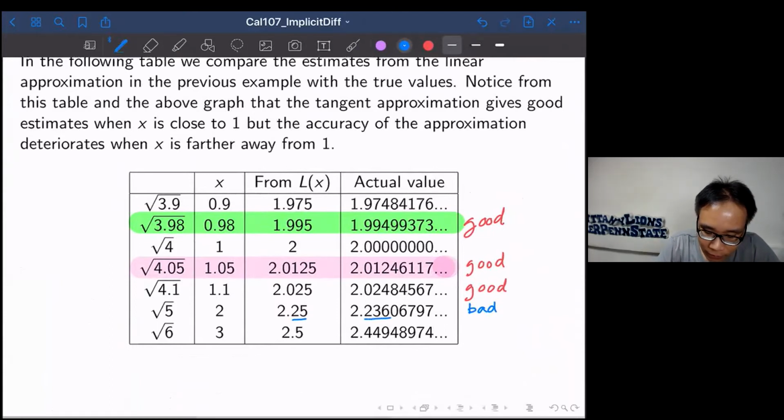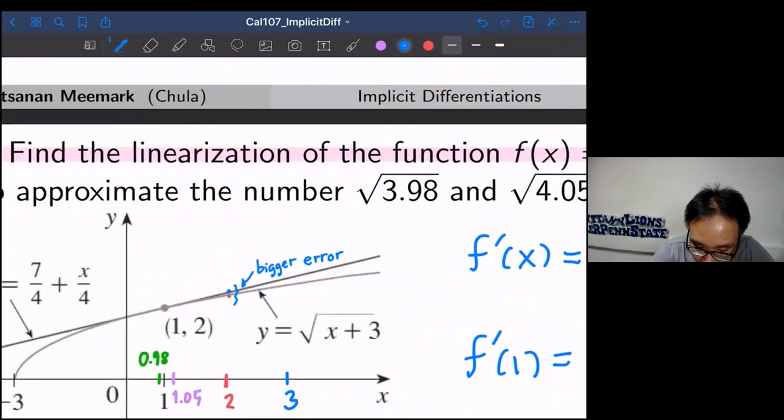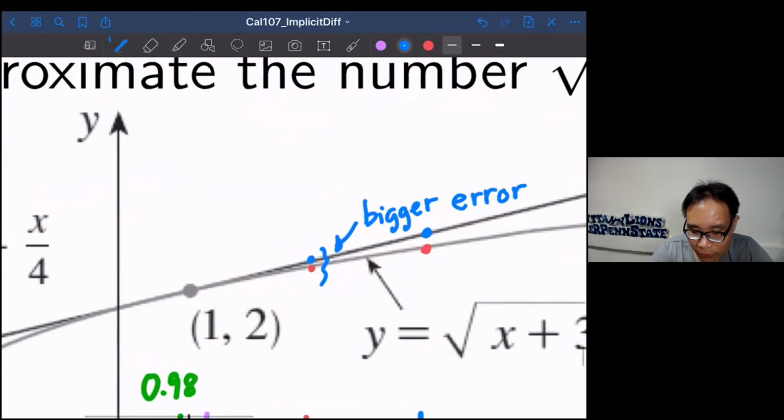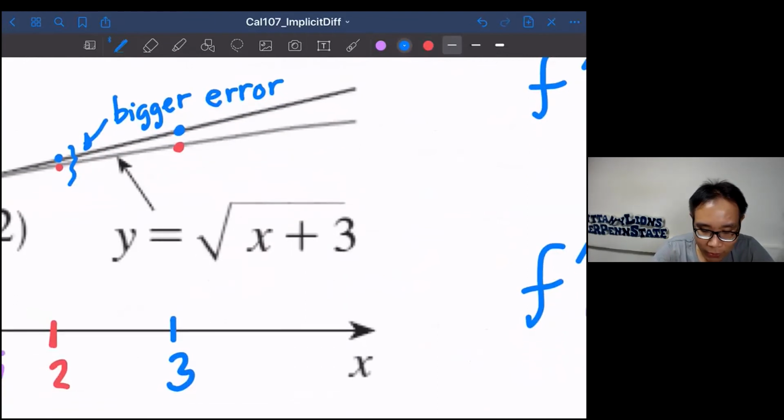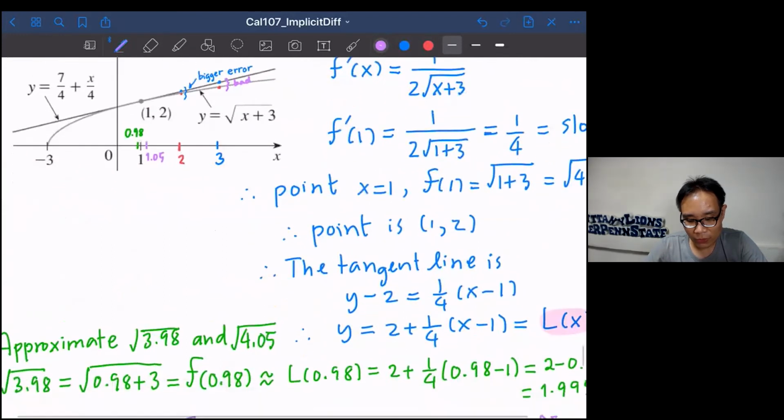And for the further one, if you have square root 6, you use x equal to 3, so you see that it's going to be a very bad approximation, because the tangent turns out to be very far away. Okay, so you see that if you have this, it's going to be bad. Okay, so this one is bad. This is what we can see from this approximation.